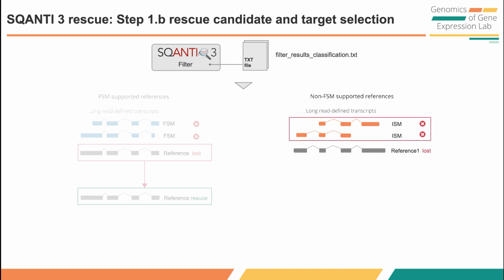For novel transcripts from the novel in the catalog or novel not in the catalog artifacts categories, since there is no associated transcript information, all transcripts classified as artifacts will be included in the rescue candidate list.